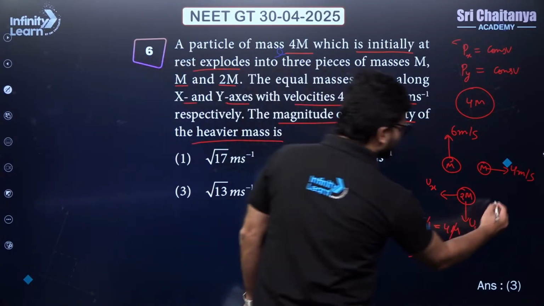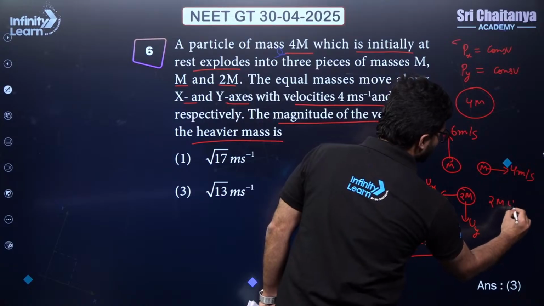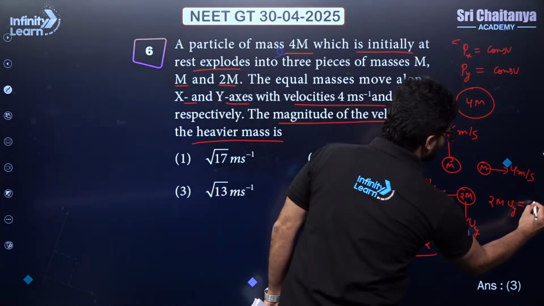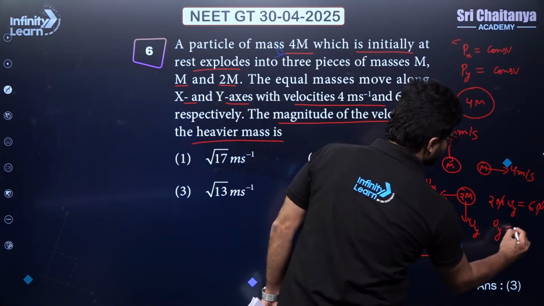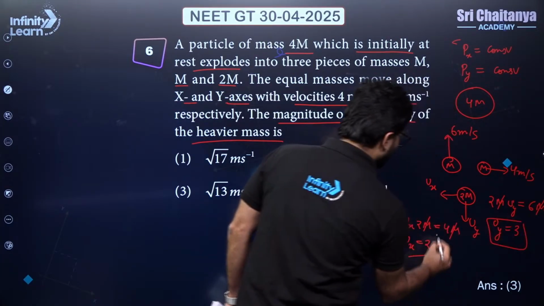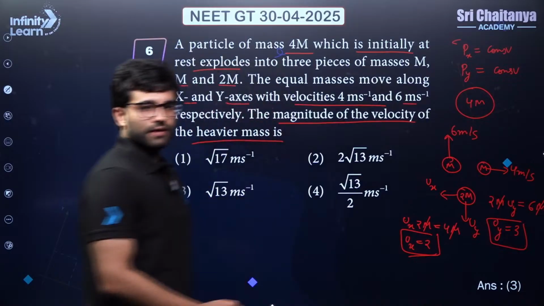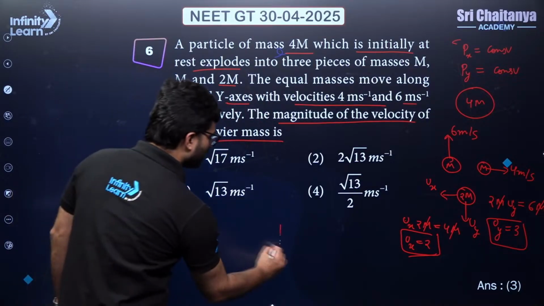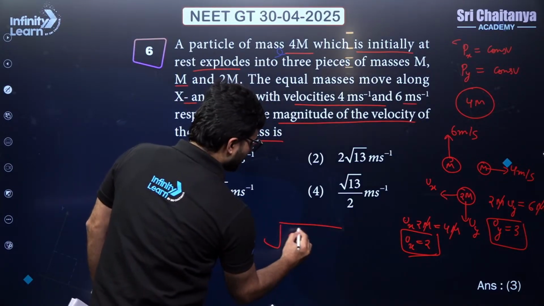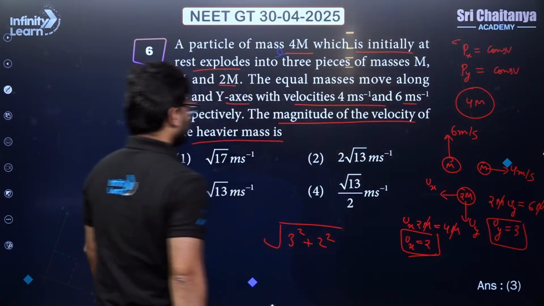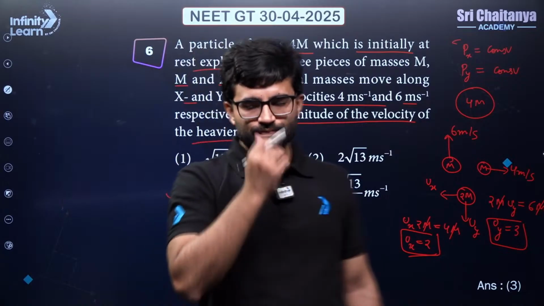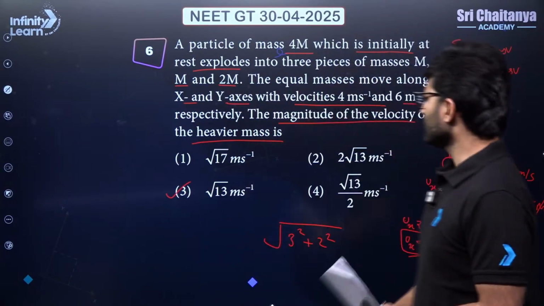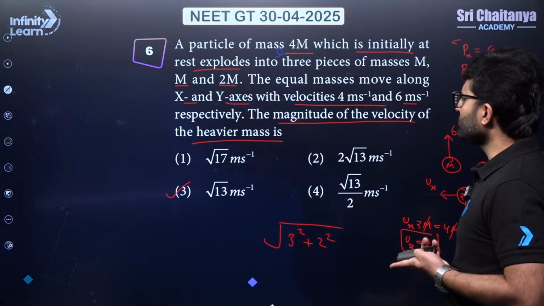And in similar manner you can calculate y also. 2m into uy is equal to 6 into m. So uy is 3. Now you have both the components. Can you calculate the net velocity? What is the net velocity? Root over 3 square plus 2 square, correct? That is root 13. Understood? Right? Fairly simple question. Nothing there to explain much.